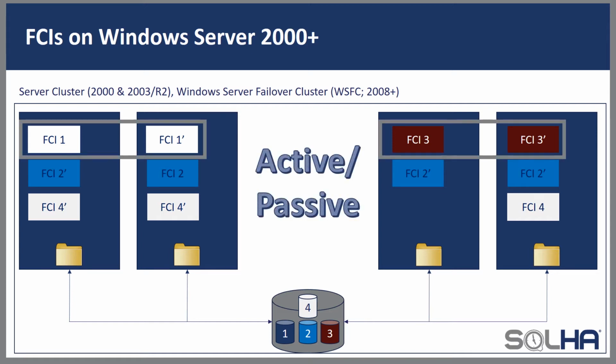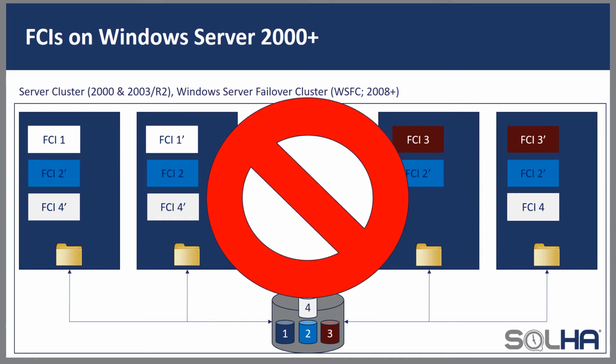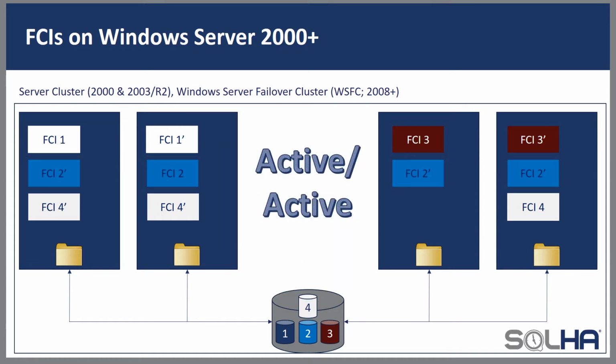Is it active passive? No, because you have two ones that could potentially be active passive, but that doesn't account for FCI2 or FCI4, so thanks for playing. Is it active active? No. How could it be? Because you've got four nodes here, you've got four FCIs. Active active doesn't even come close to accurately describing this picture. You have things potentially running everywhere, but that's not active active.